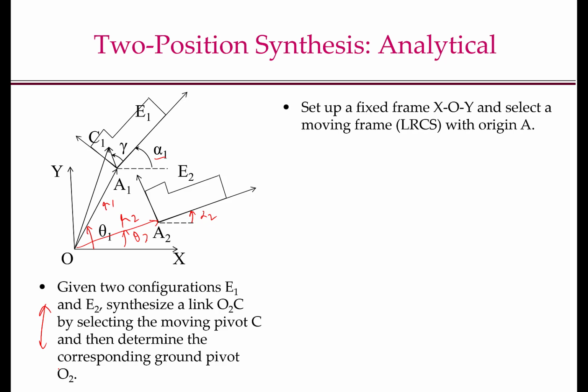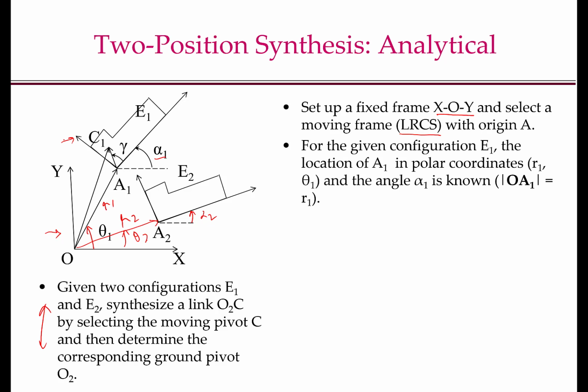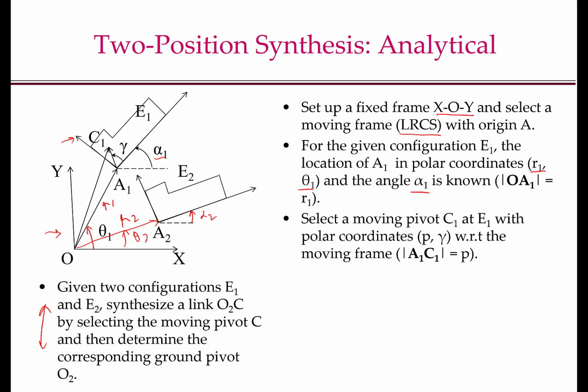As we have already shown, we first set up a fixed frame XOY, which is shown here, and then select a LRCS or a locally rotating coordinate system with origin A, which is shown here. And as I've already discussed, R1, theta 1 and the angle alpha 1 are known, which gives my first pose E1. So when I select the moving pivot, what I do is select it in the locally rotating coordinate system, because in the LRCS, the parameters that describe the moving pivot do not change.